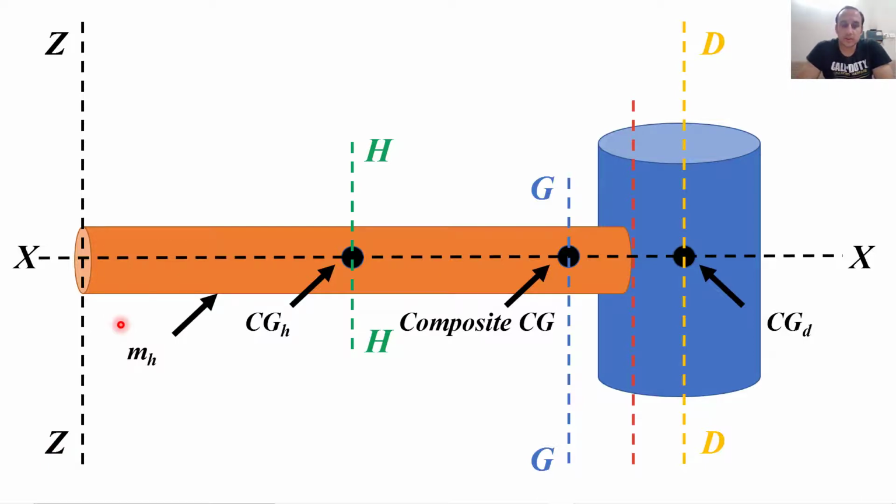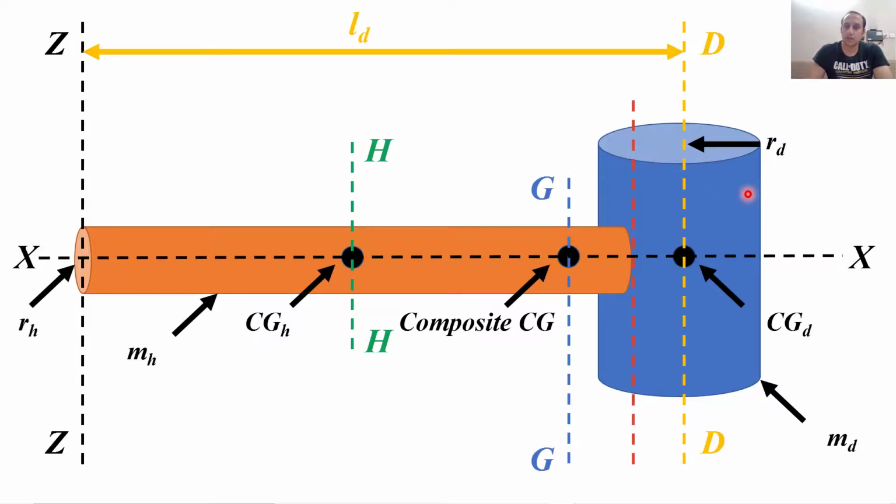Okay, so what is this? Now we have another parameter, which is mh, the mass of the handle. Then we have another parameter known as md, the mass of the head. What else do we have? We have RH, the radius of the handle, and RD, the radius of the head. Okay, so now we can locate those CGs with respect to the axis of interest.